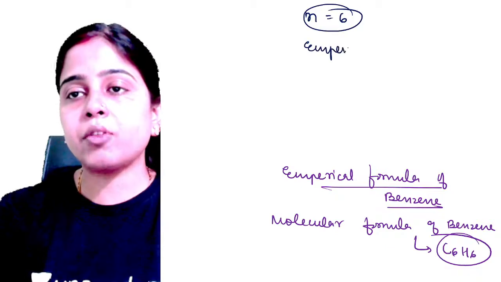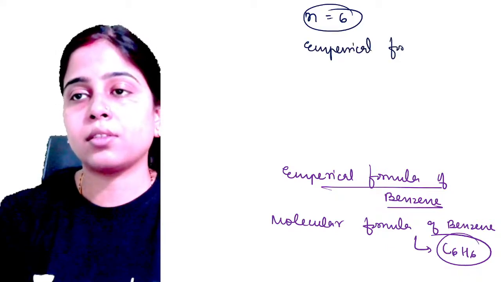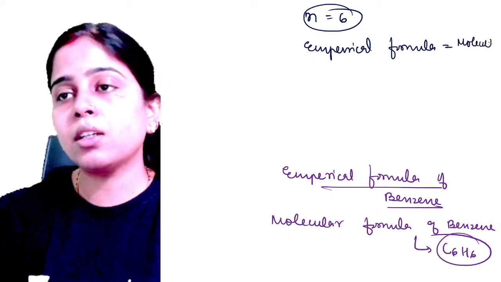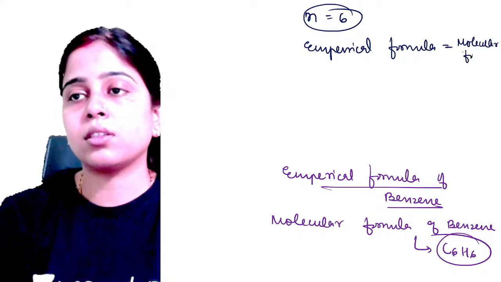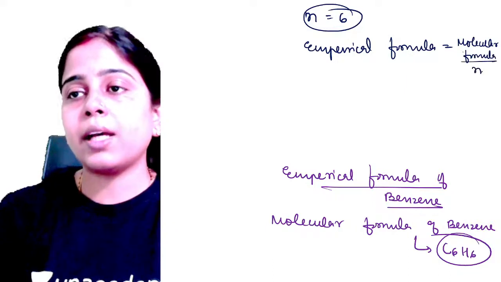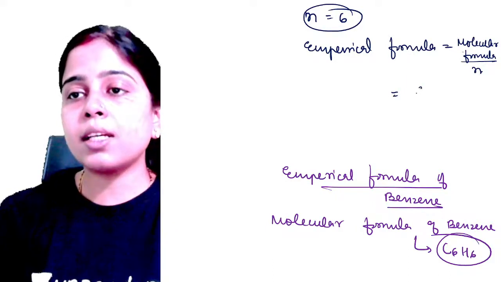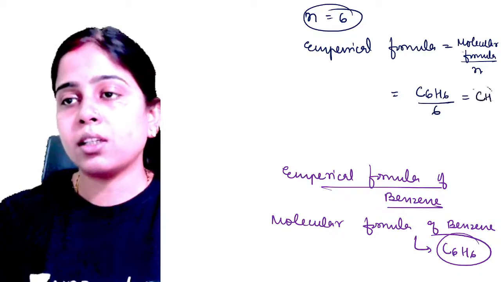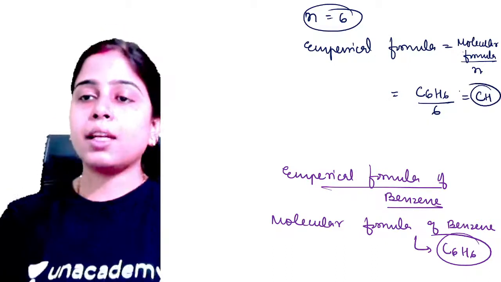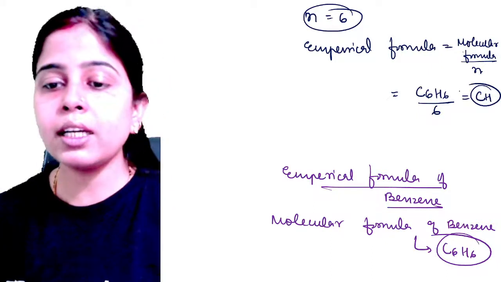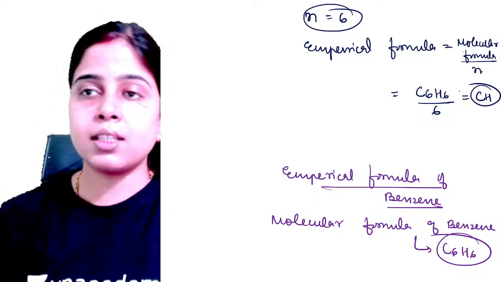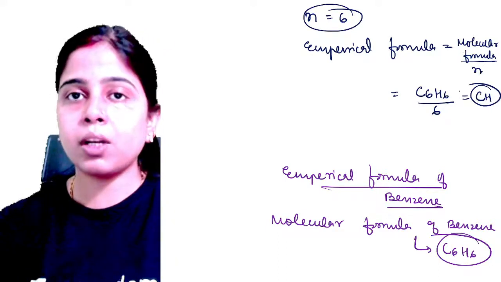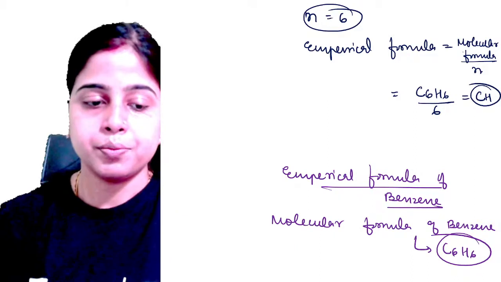If you have to find out the empirical formula, that is equal to the molecular formula divided by N. So the molecular formula C6H6 divided by 6 becomes CH. So this is the empirical formula for your benzene. Clear? So this is the way you find out the empirical formula for any molecule of a compound.